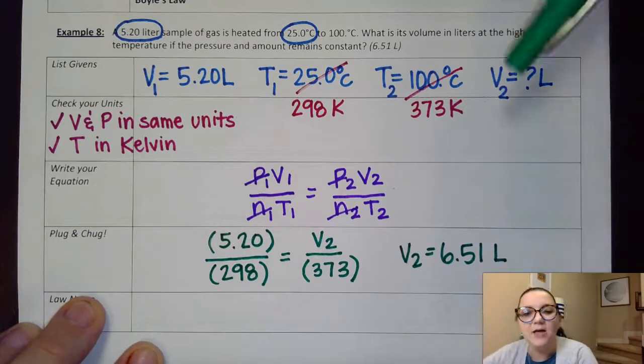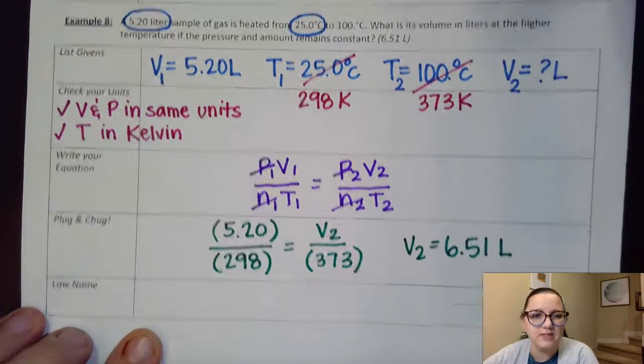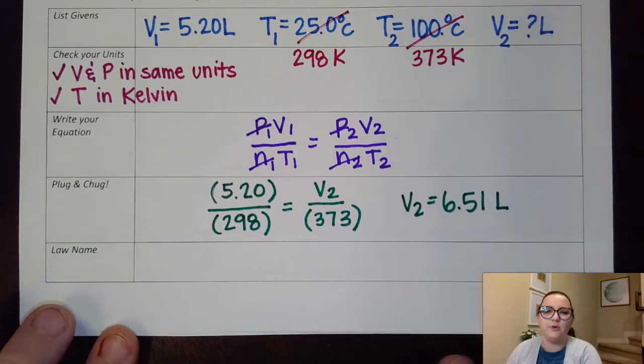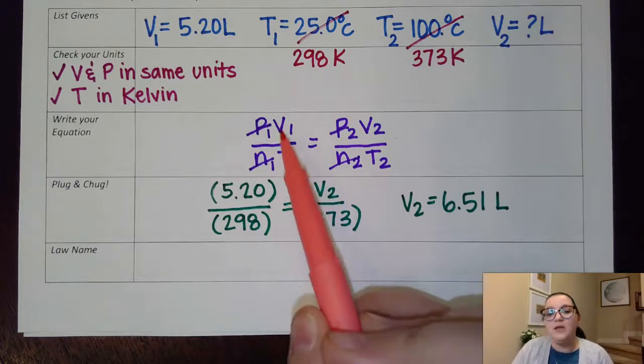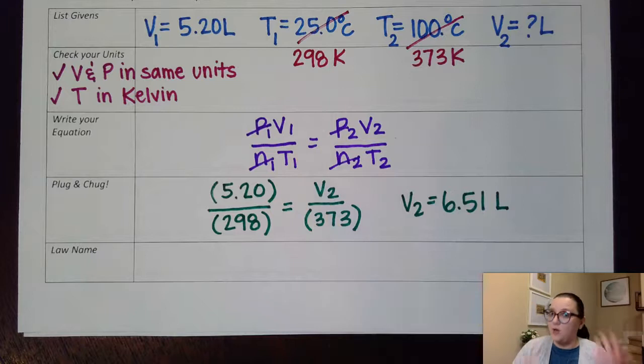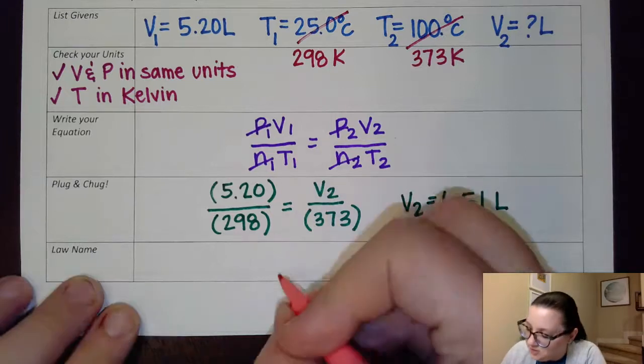All right, now as far as whose law this is, this is where it's really helpful to remember those sayings: Charles watches TV, Gay-Lussac uses toilet paper, Boyle is vice president. I know they sound really silly, but it's a great way to remember who had which law. If I'm thinking about manipulating T and V, who watched TV? Again, that's our friend Charles.